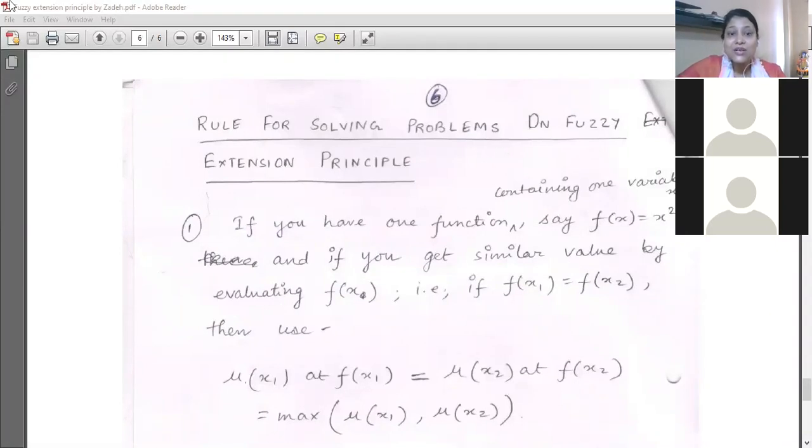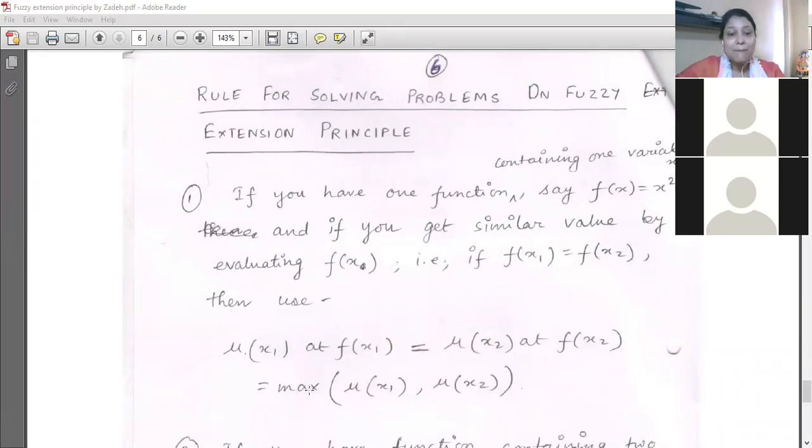Zadeh is saying that this is the rule for solving problems on the fuzzy extension principle. What is that? If you have one function, that means containing one variable, say f(x) equal to x square, and you get similar values of f(x), that means whenever f(x1) equals f(x2) and so on, then we have to use the max of the degree of membership associated with the linguistic variables x1 and x2. So this is point number 1.